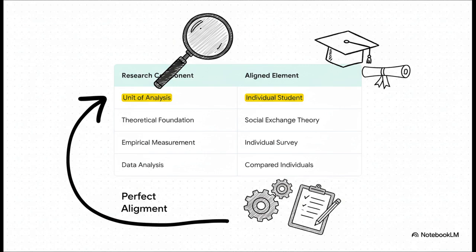What's their unit of analysis? The individual graduate student. Boom. The theory they used, social exchange theory, which is individual-based. The measurement, individual survey responses. And the analysis, they compared the responses of individuals. See? It's perfect alignment across all 3 pillars. That is a strong blueprint.